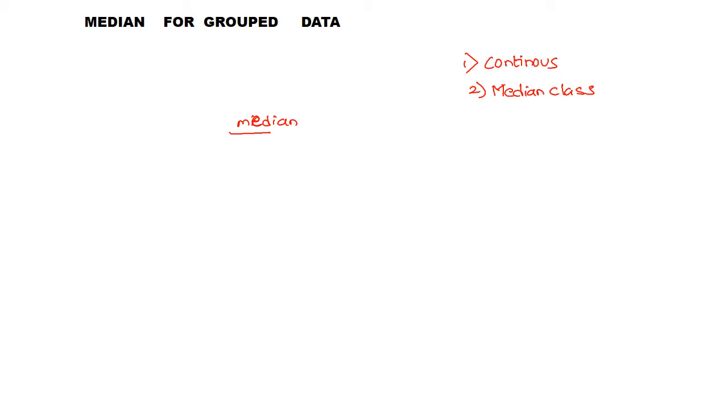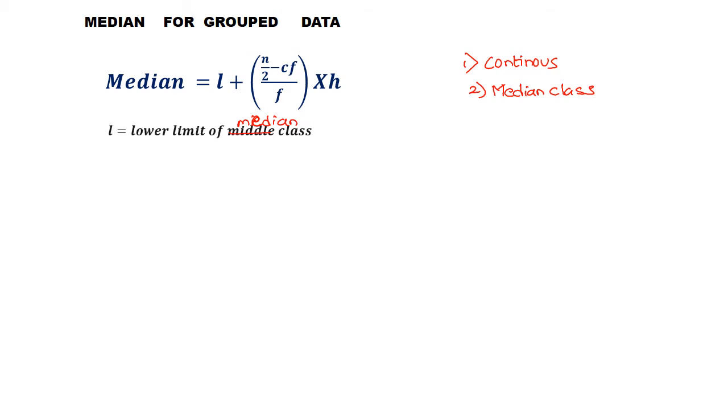Let's understand how to find the median for grouped data. As we have seen how to find the cumulative frequency, and cumulative frequency is very important to locate the median class. The formula for the median is L plus (n upon 2 minus CF) upon F into H. So here L stands for the lower limit of the median class. As we all know, there are two conditions for locating a median. First, the classes should be continuous.